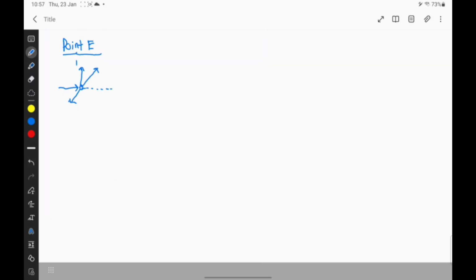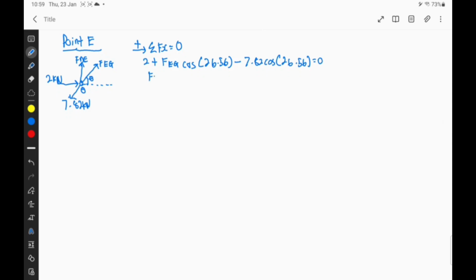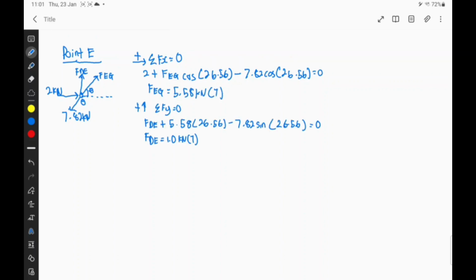Next, at point E, we got FDE, FEG, the theta 7.82 kilonewton. This is 2 kilonewton. So this is sum Fx and FEG. We got 5.58 kilonewton tension. So sum Fy, we got FDE from here plus 5.58 multiplied by theta 26.56 minus 7.82 sin theta 26.56. So FDE we got 1.0 kilonewton.